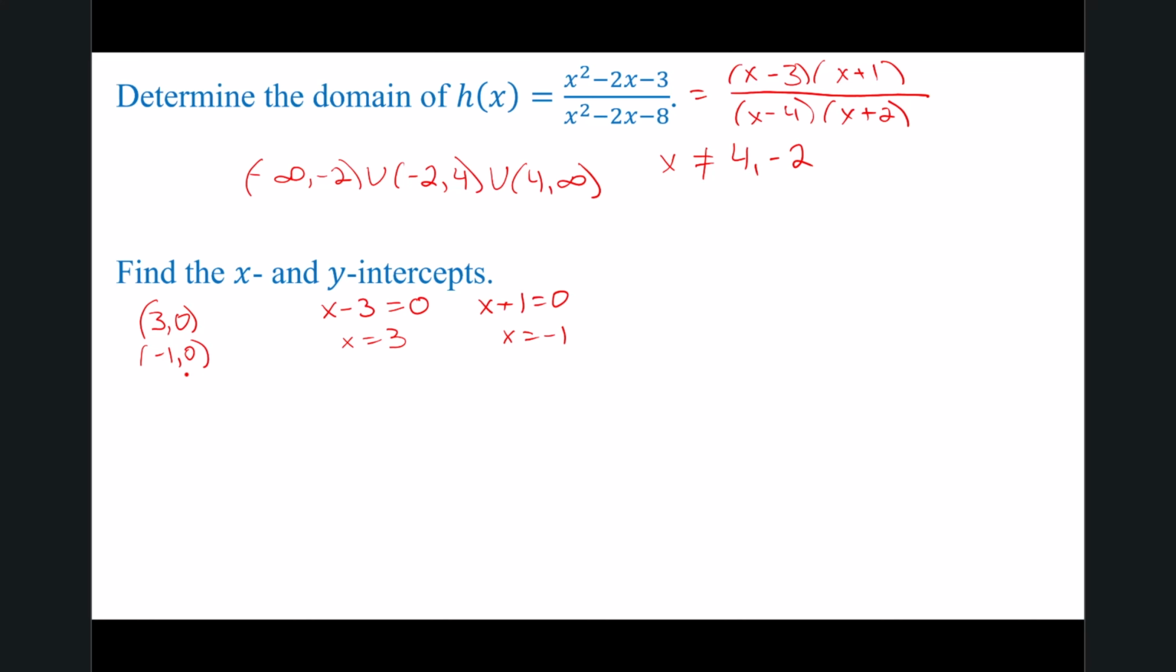Then the y-intercept is where x is 0. So if I put in 0 for all the x's, I'm left with 0 squared minus 2 times 0 minus 3 over 0 squared minus 2 times 0 minus 8, which is 3/8. So the y-intercept is the point (0, 3/8).